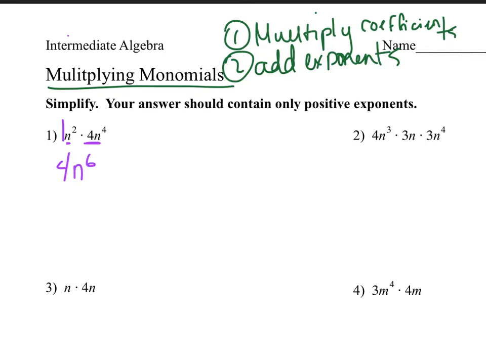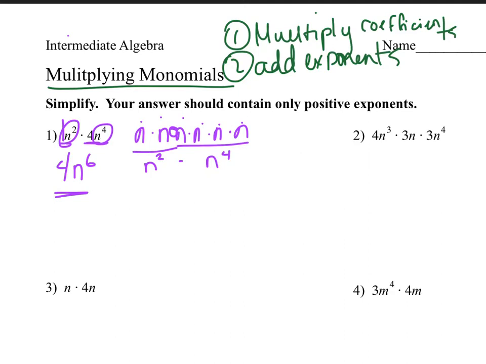Now, why is that? Hopefully you understand why 4 times 1 is 4. However, this n squared is n times n, and this n to the fourth is n times n times n times n. So here's n to the fourth. This is n squared, and if I'm multiplying those together, there's 6 total. 1, 2, 3, 4, 5, 6. So that's why it's to the 6th.